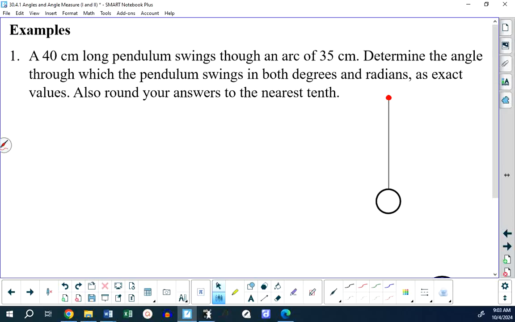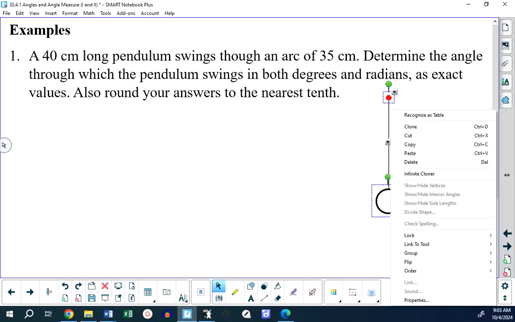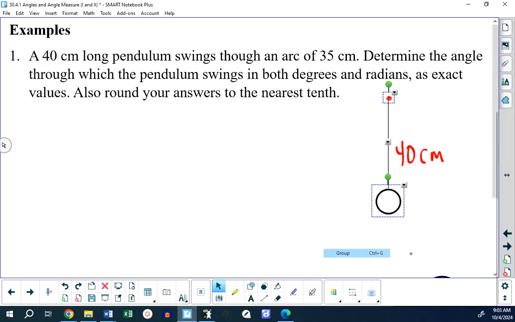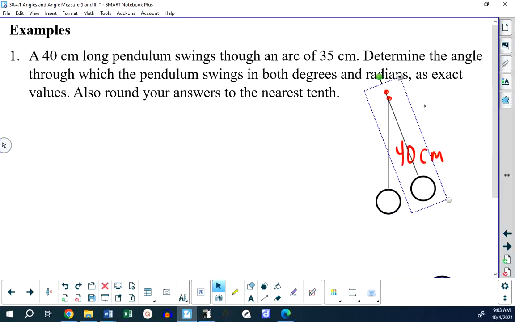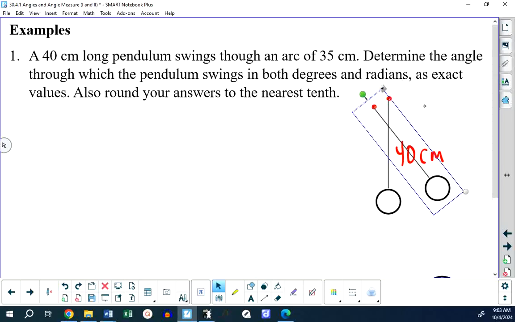And what you're told is that the pendulum is 40 centimeters long, and the arc it traces out is 35 centimeters. So, you don't have to draw this to scale, but 35 centimeters is a little bit less than 40 centimeters. If I were to kind of try to trace out an arc here, and you're going to have to do your best to draw things. I'm just cloning things so that I can get a half-decent diagram.